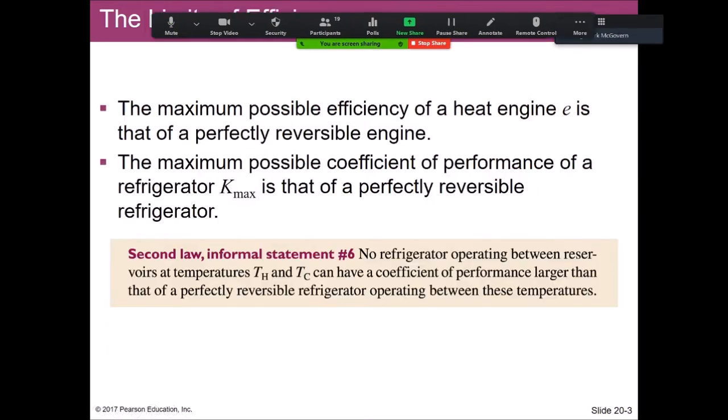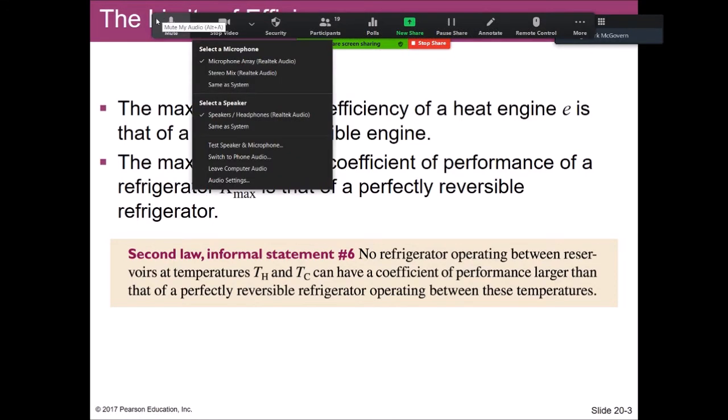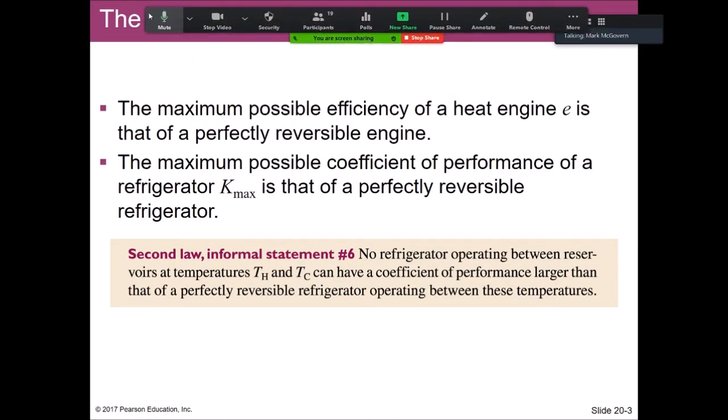Okay. So we want to look a little more carefully at the concepts of efficiency, and the maximum possible efficiency you could have of a heat engine. So remember what the efficiency of a heat engine is, and I will remind you of this. The efficiency of a heat engine is the work divided by QH.